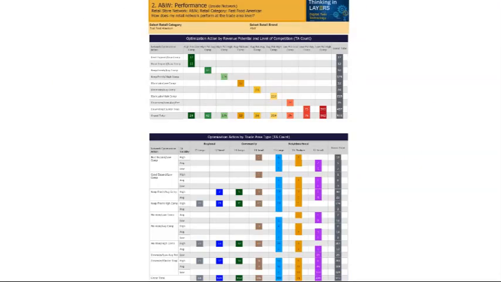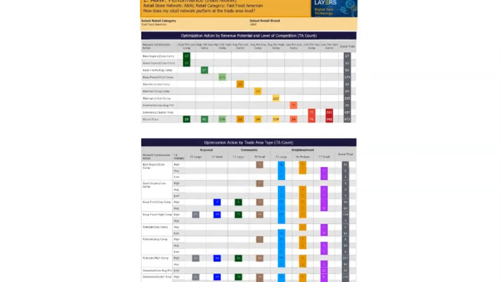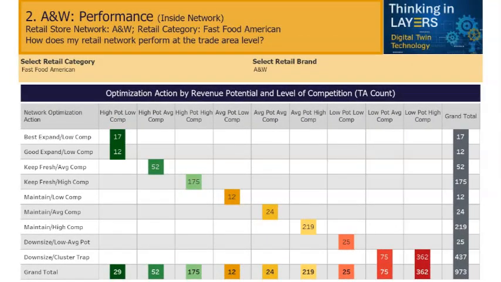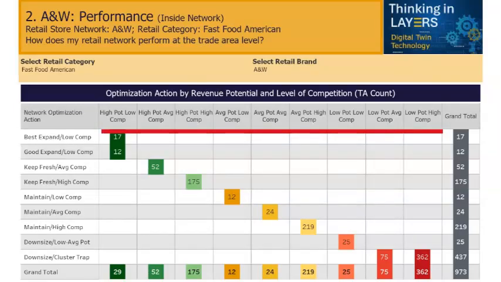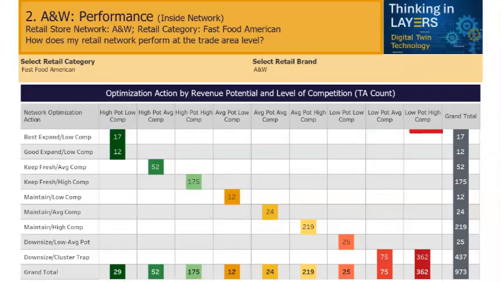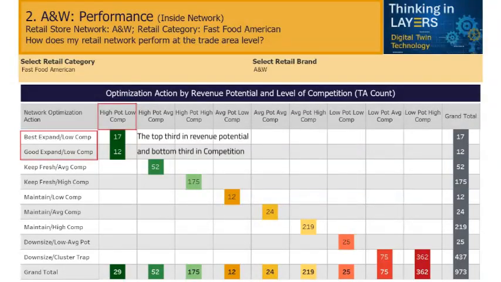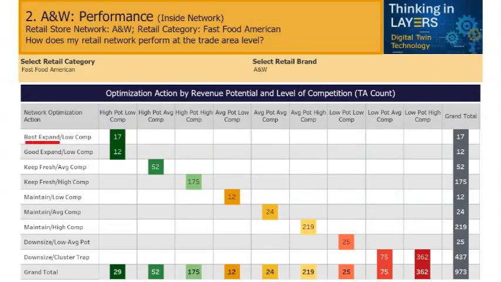Figure 2 is a performance summary of the A&W network. The top table is a summary of trade area supply and demand conditions along the top row, which in turn creates specific network optimization actions on the left column. For example, high potential, low competition refers to trade areas in the top one-third of revenue potential and the bottom one-third for competition. These trade areas typically create the best opportunities for expansion. Note that the first part of the action indicates whether the site is a candidate for expansion or keeping the site fresh, maintaining it, or downsizing it, while the second part is part of the rationale.